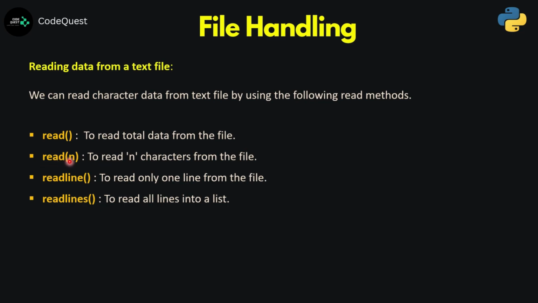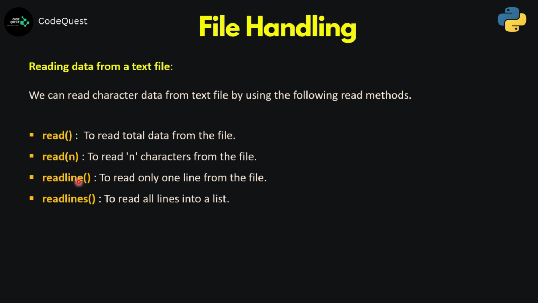Now, read of n. Here n is a numeric argument, an integer, which specifies how many characters you want to read from the beginning. Suppose I have given read of 10, which means from the beginning I am going to retrieve only 10 characters, which include spaces also.